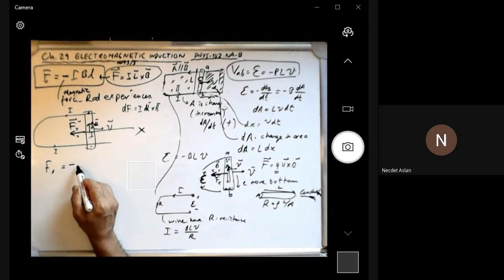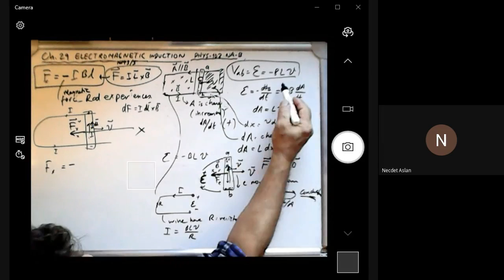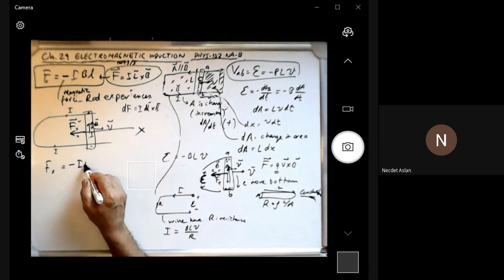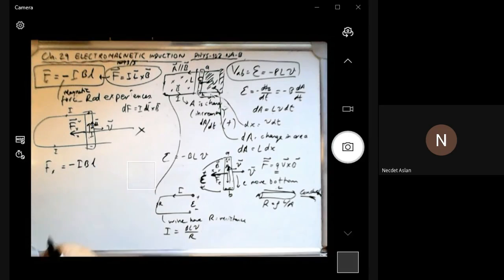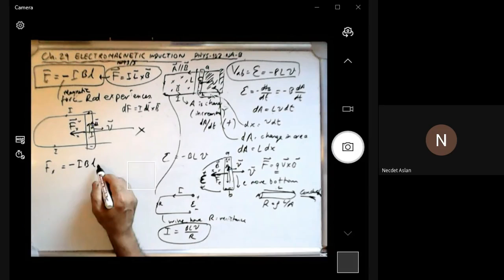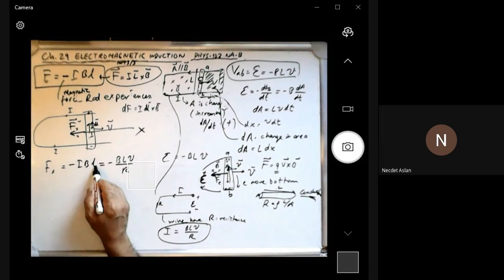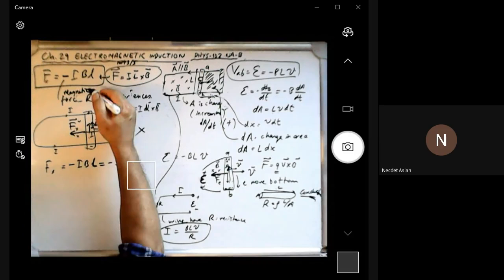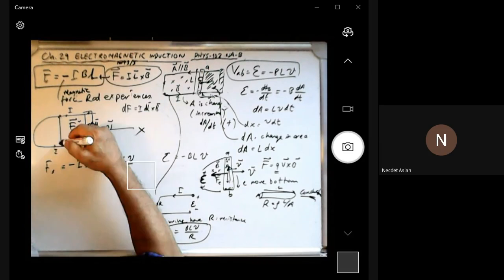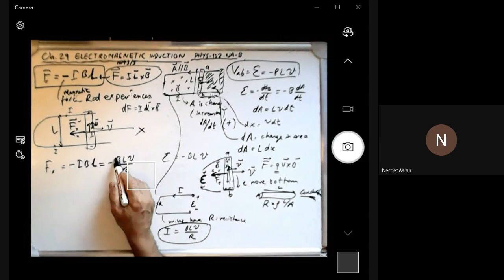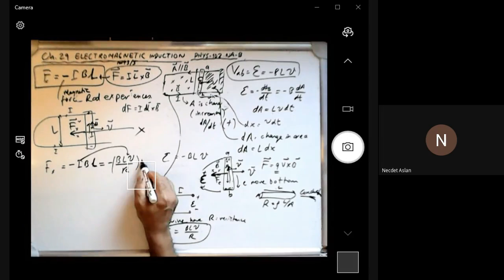So this is minus I B L, but the current can be written as this expression. Now minus I, which is B L V divided by R, and let's assume the rod length is L, by the way. This is the current we have written, and then we have another BL there.